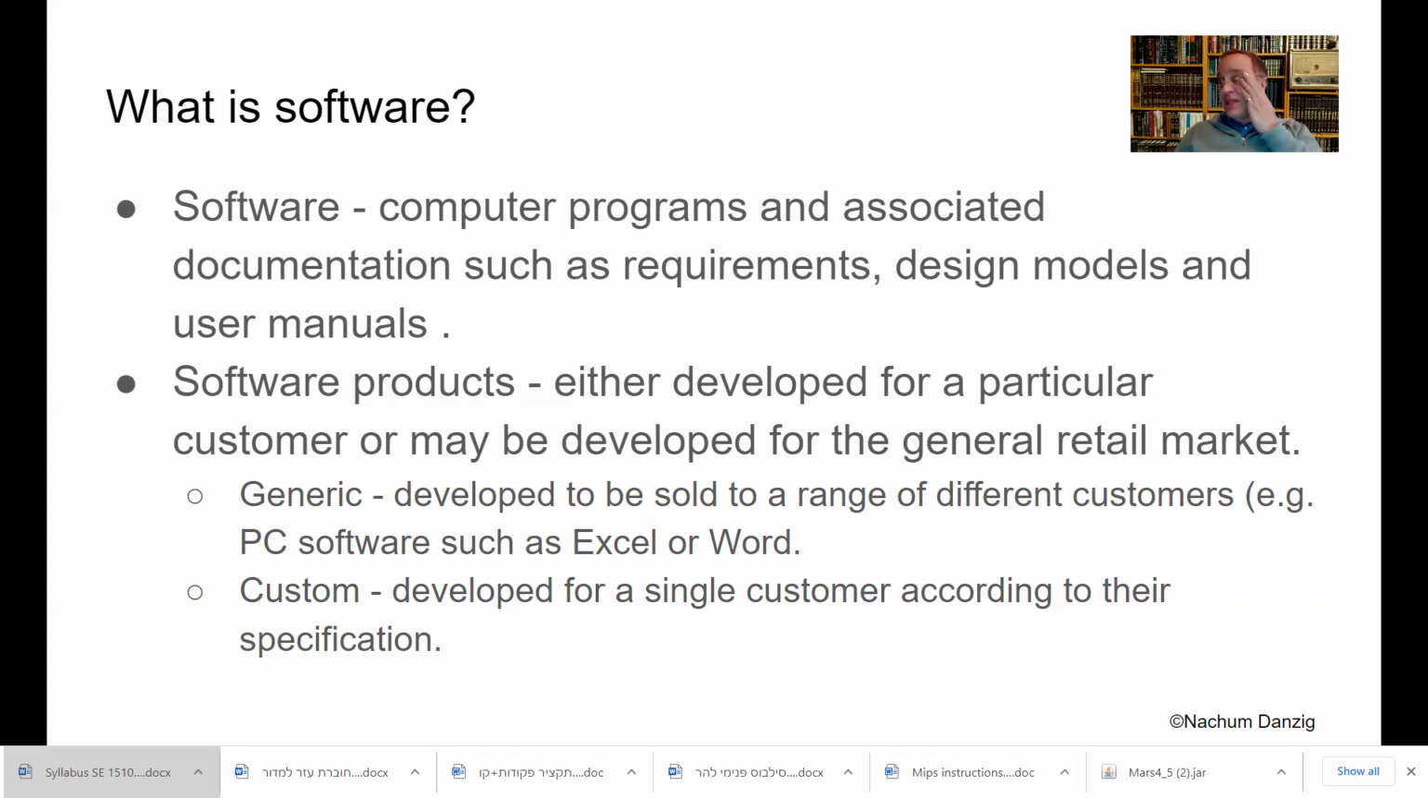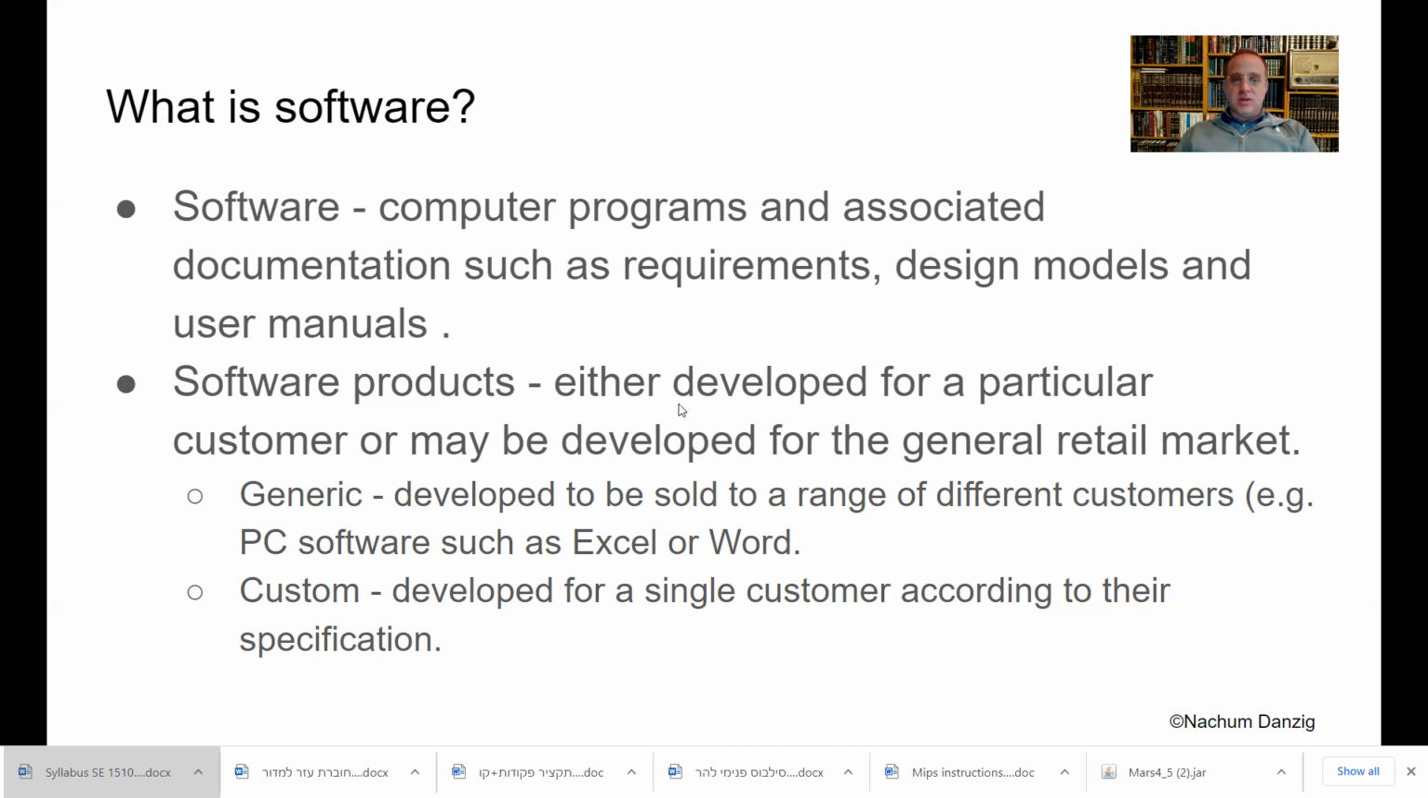So somebody designed the system. He's the software engineer. If you're just following instructions and making a program that does what he told you it should do, you're not a software engineer, you're just a programmer. So actually, software engineering includes design models, so software includes design models. Software products.